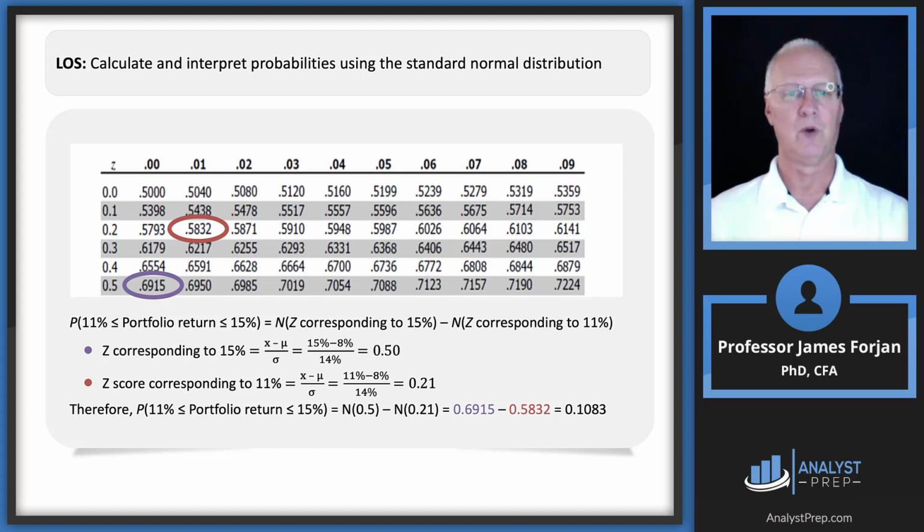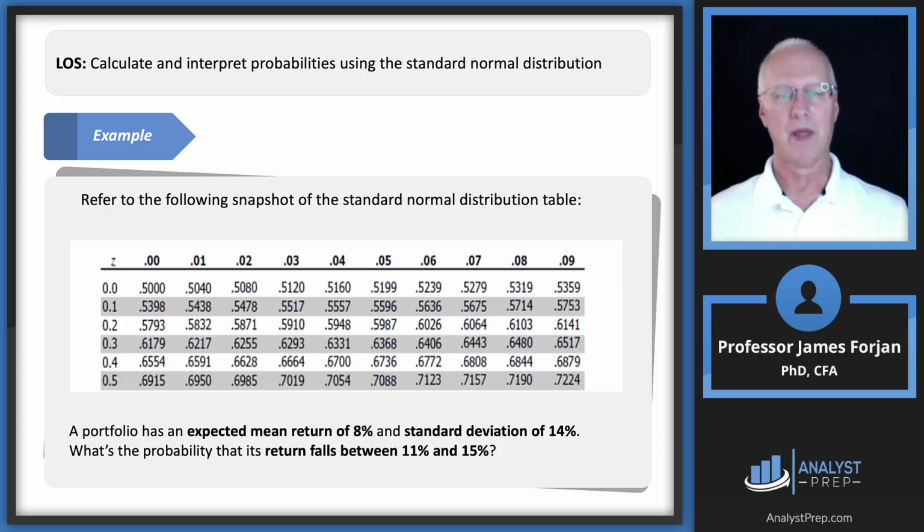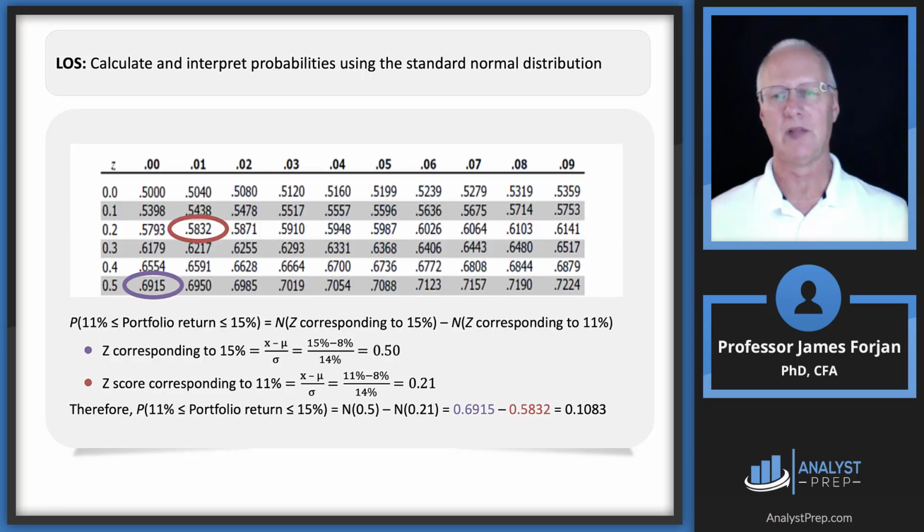So 0.21 is 5832. And 0.5 is 6915. So all we have to do is subtract those two and we get 10%. So what was our question? Probability that the return falls between 11 and 15% is 10.83%.